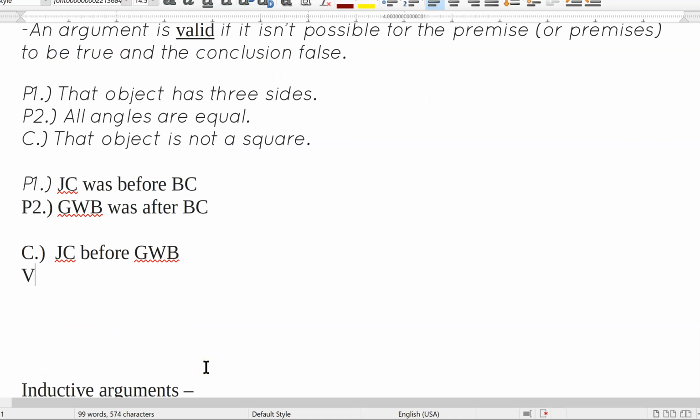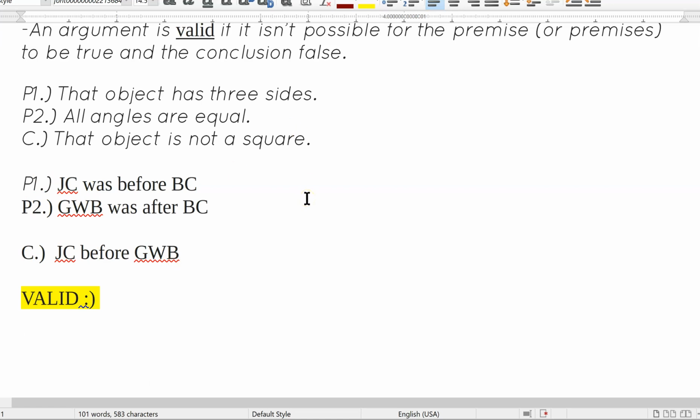I like to put little smiley faces. This is valid. This is perfectly valid. It's thrillingly valid, right? So valid, I gave it a happy face. There's no way for these to be true and our conclusion to be false.